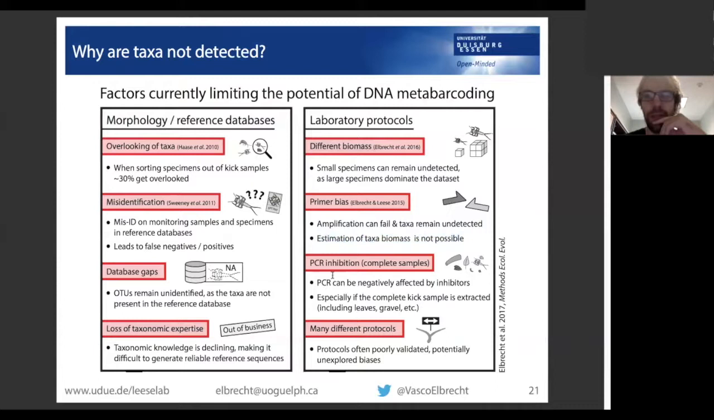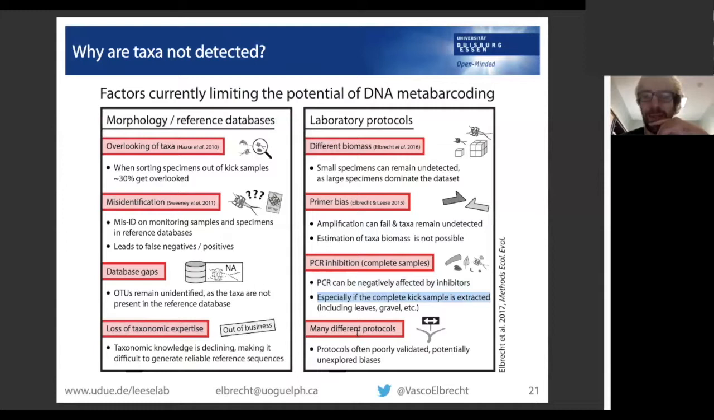Also, a few more technical aspects: we get inhibition. The copying of this barcoding fragment doesn't always work well if you have inhibitors in the DNA extraction, which can be introduced by some minerals or humic acids, stuff like this. And also, it would be nice if we could extract the whole kick sample and you wouldn't have to sort all the leaves and gravel from collecting the sample. But that's at the moment still not possible.